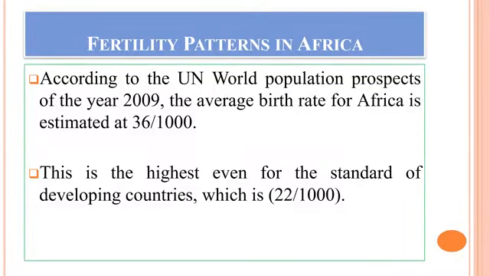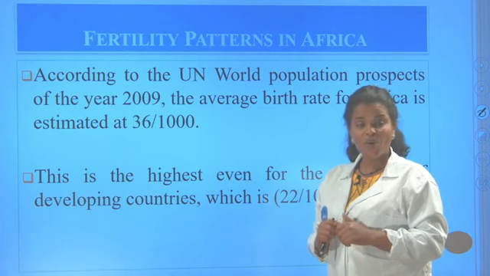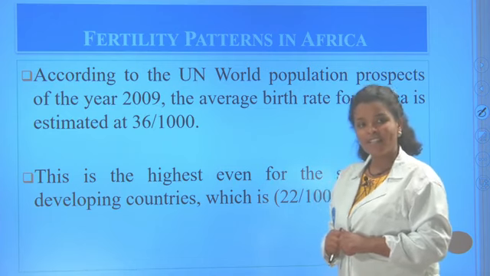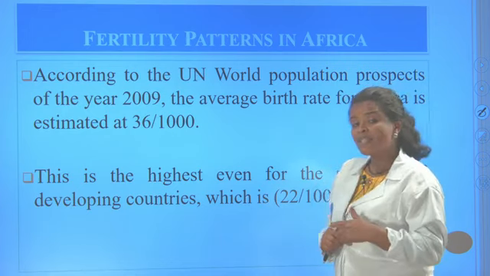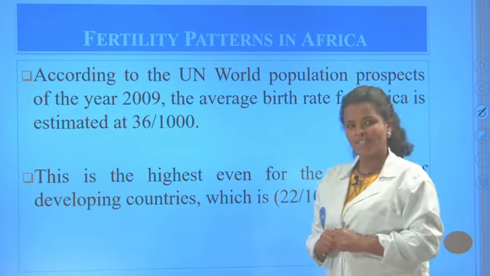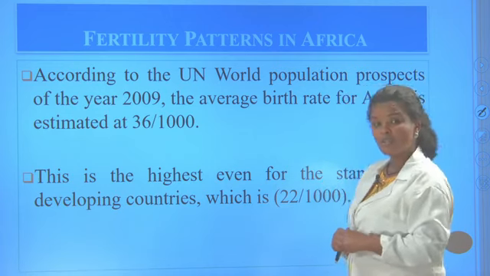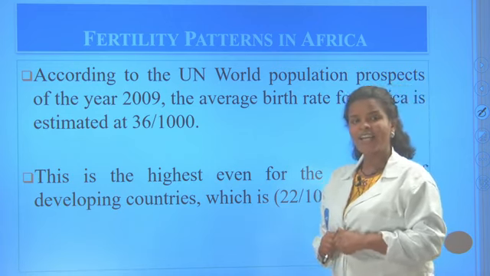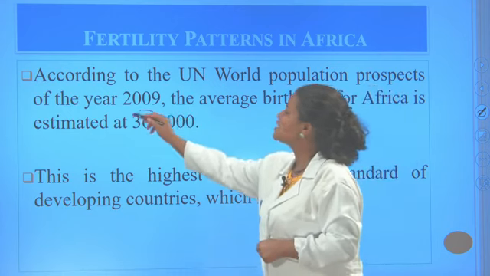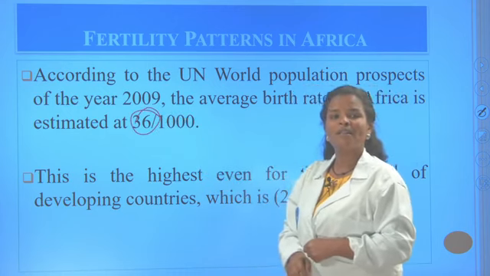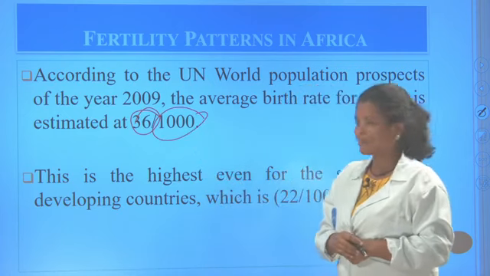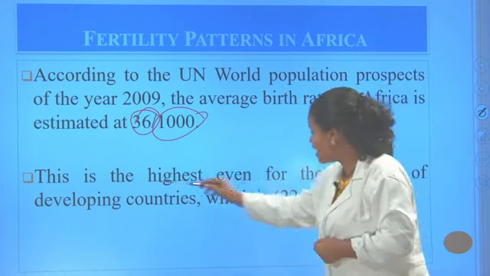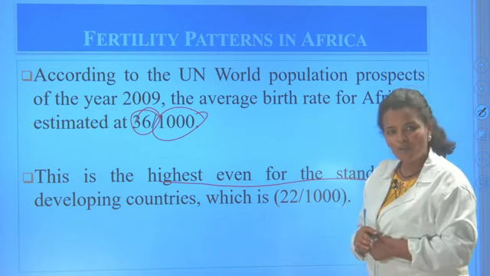Students, let us see what the fertility of Africa looks like according to the 2009 data sheet of the United Nations. As we have seen in the table, the birth rate of Africa is very high. It is 36 people born per 1,000. This is the highest even for the standard of developing countries.